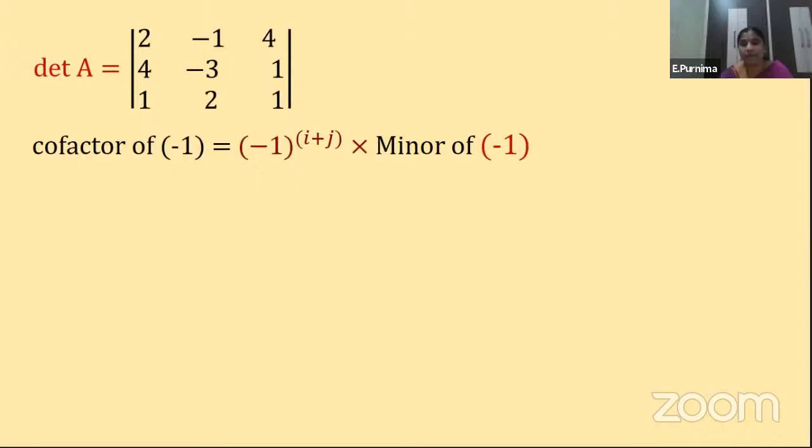Okay, so let us try to find out the other cofactor also, which is the cofactor of minus 1, which is in the first row, which is nothing but minus 1 whole to the power of i plus j into minor of minus 1. So what is the i value and j value here? i is equal to how much? In which row is it present? First row. So i is 1. In which column is it present? Second column. So j is equal to 2. Now we are trying to find out this one. So cofactor of minus 1 is equal to minus 1 to the power of 1 plus 2 into minor. Minor is nothing but the determinant we are going to find out.